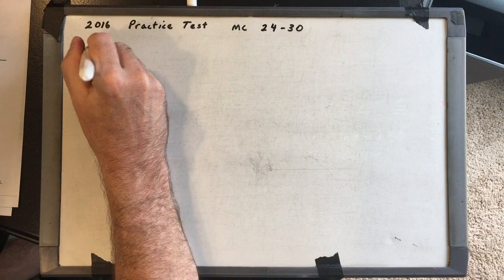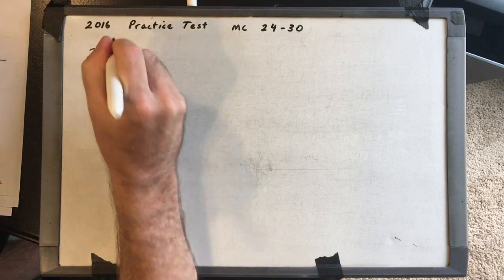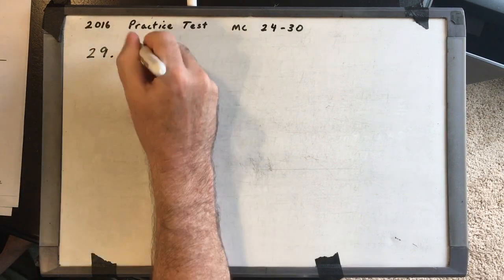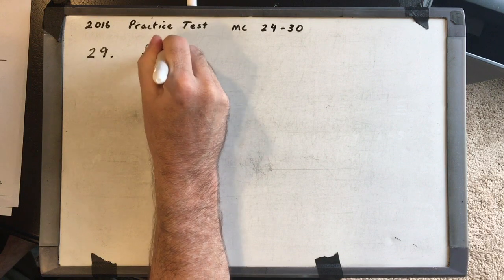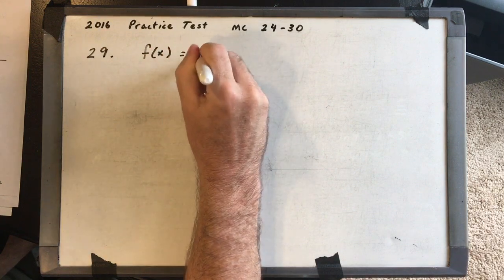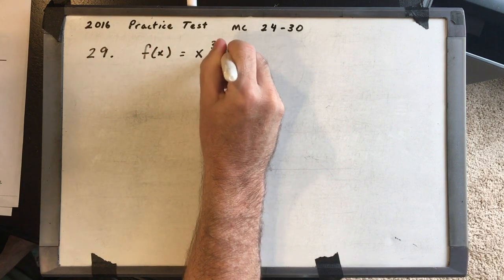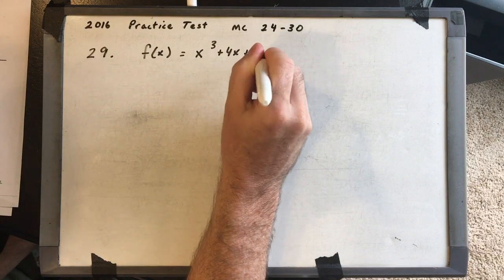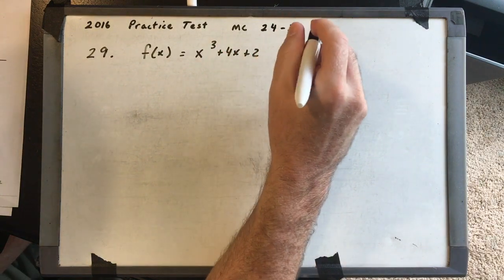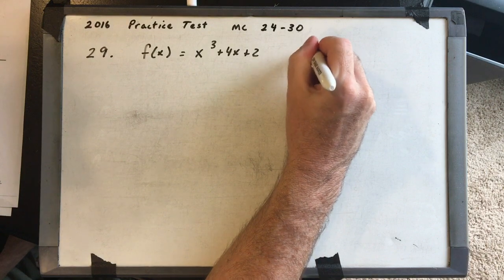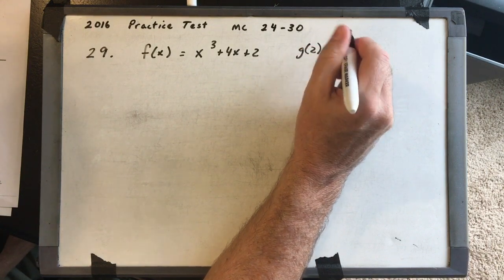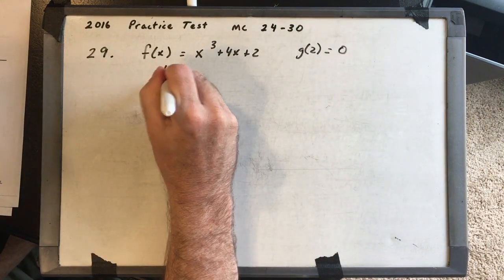All right, we're moving on. Number 29 says f of x is equal to x cubed plus 4x plus 2. G is the inverse of f, and g of 2 is equal to 0. What is g prime of 2?